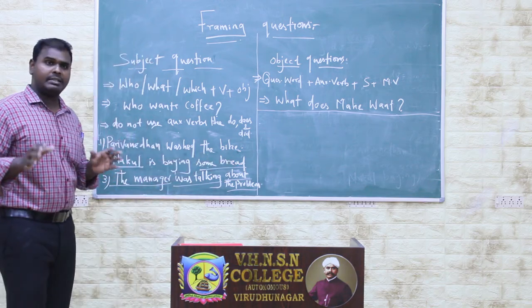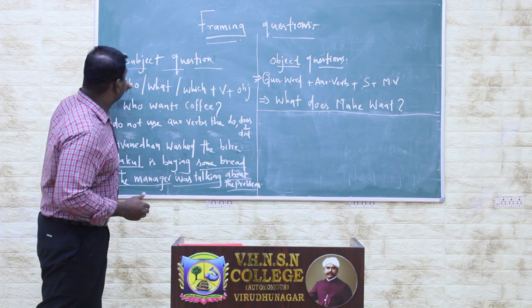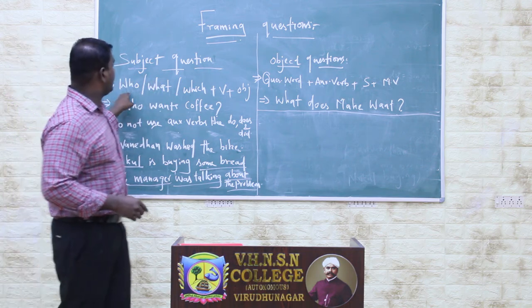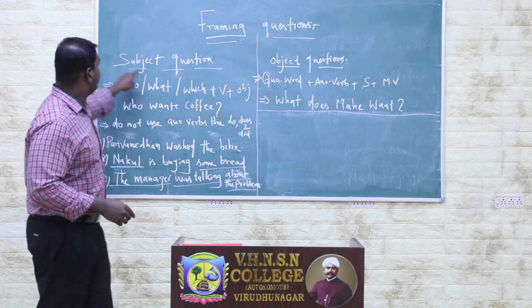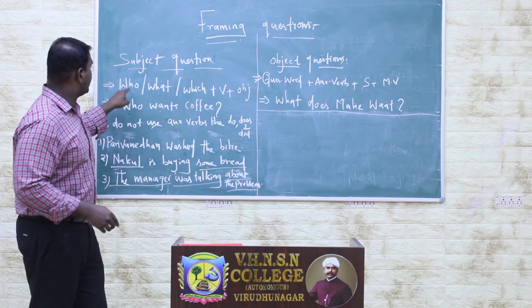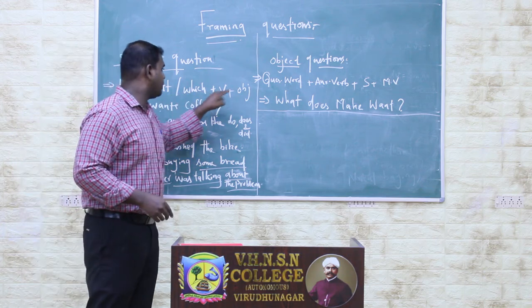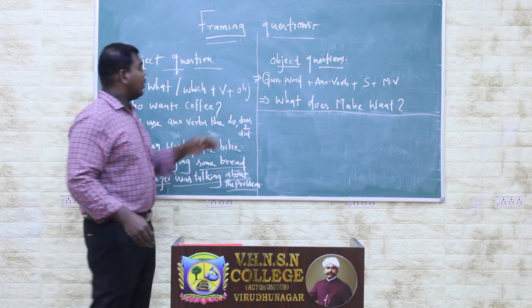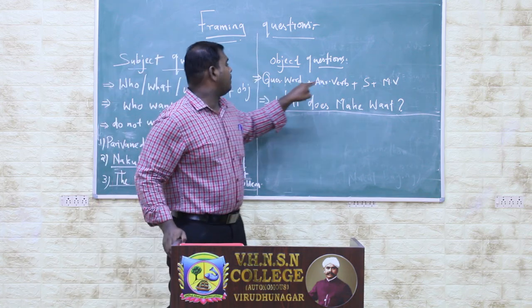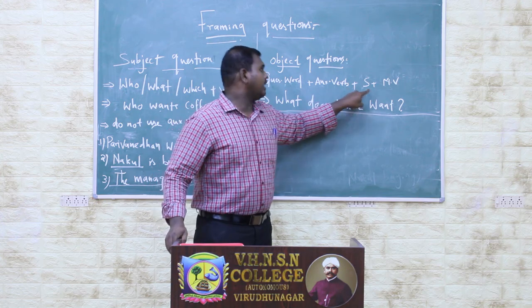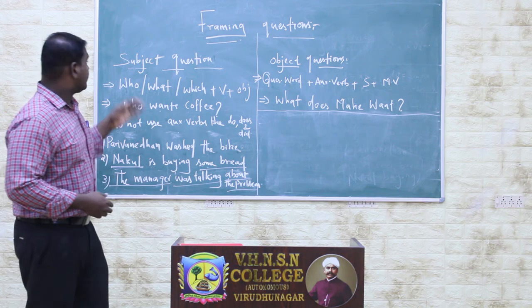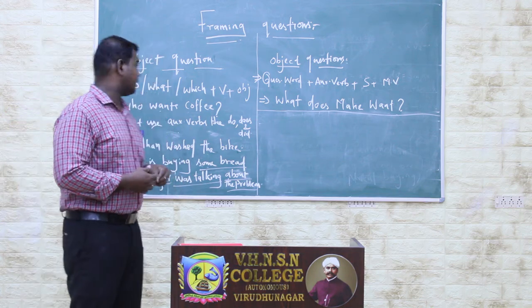Now I'll tell you how to frame subject questions and object questions. At first you have to follow this formula. While framing a subject question, we use question words: who, what, or which, plus verb, plus object. While framing an object question, we use this formula: question word plus auxiliary verb plus subject plus main verb. By using these formulas, we are going to frame subject and object questions in English.